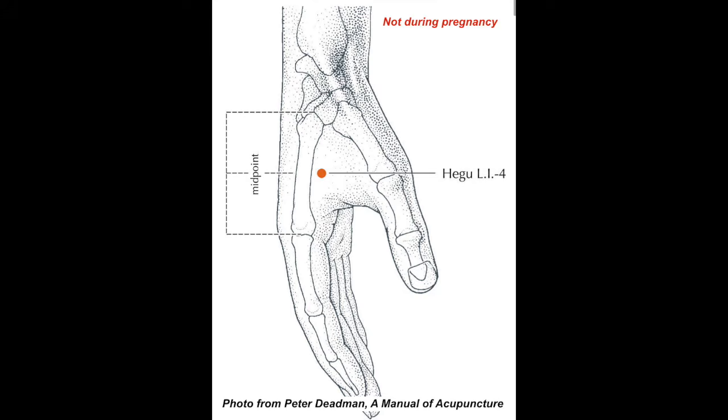Today, for our purposes, we want this point because it regulates defensive chi. And again, you might remember our talk on chi and how there's a particular type whose job it is to protect against illness. This point helps with that.